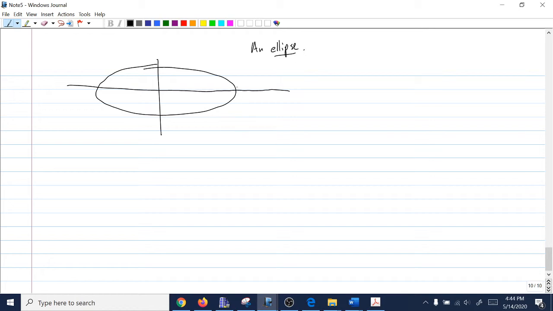An ellipse has a minor axis and a major axis. If the short axis has a distance of a, and the longer axis has a distance of b, then the equation of this thing is, what is it? It's x squared over b squared plus y squared over a squared is 1.